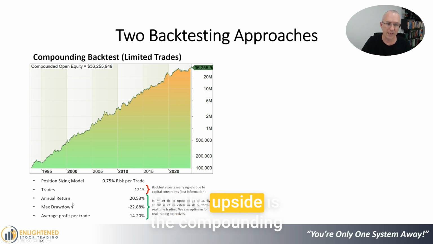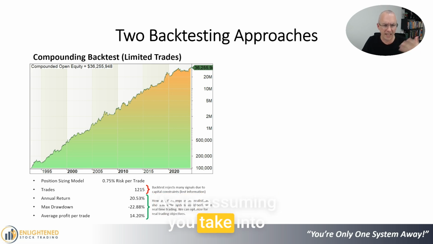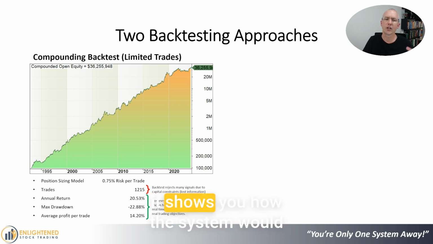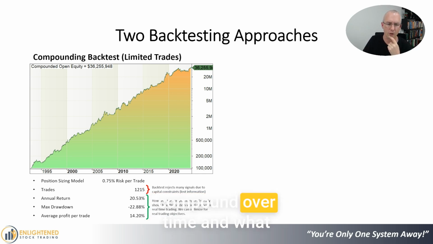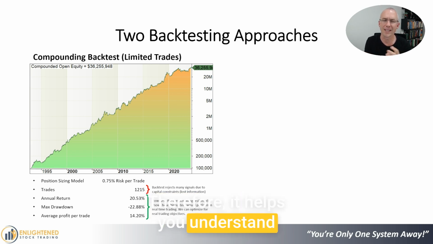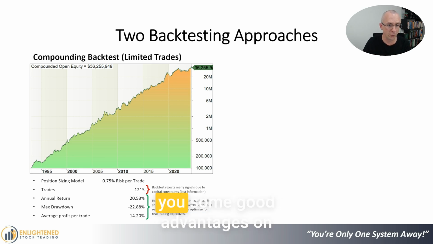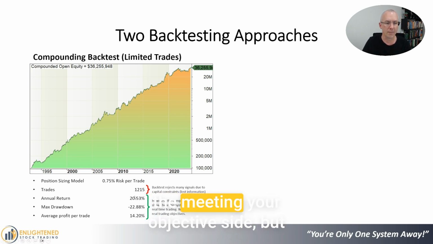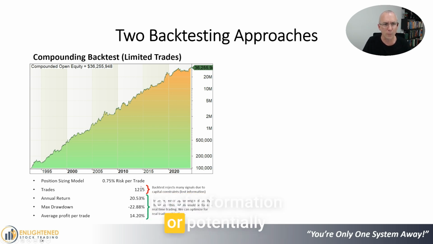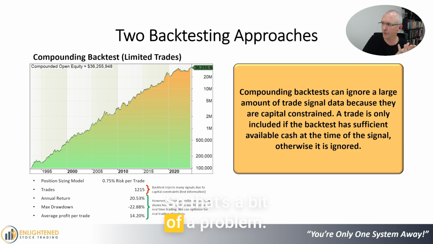But the upside is the compounding is realistic. As in, assuming you take into account slippage and commissions, it shows you how the system would compound over time and what the drawdown would be. Therefore, it helps you understand whether or not this system is likely to meet your objectives. So compounding backtests give you some good advantages on the meeting your objective side, but a big disadvantage is that it leaves a lot of potentially useful information on the table. So that's a bit of a problem.